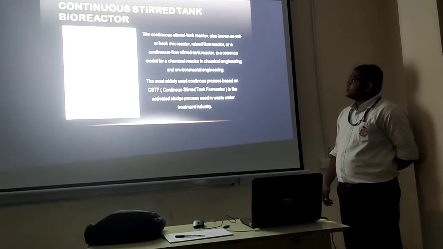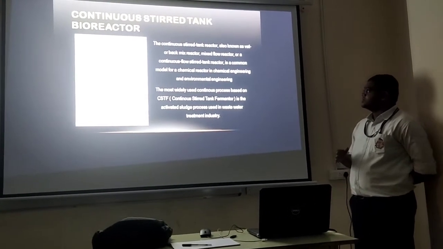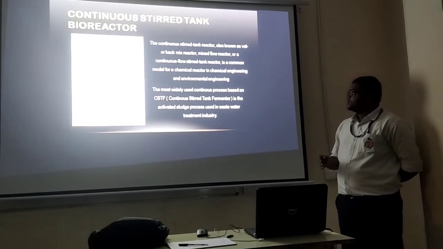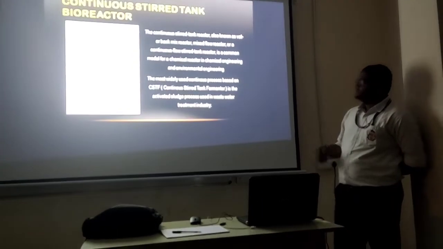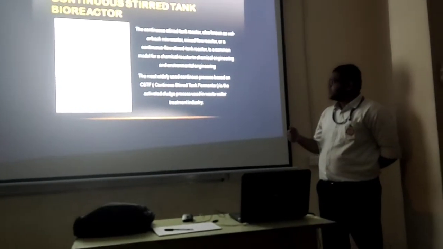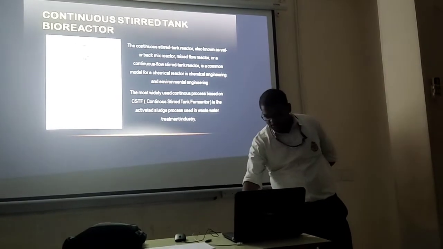A mixed flow reactor or continuous state bioreactor is a common model for chemical reactions in chemical engineering and environmental engineering. The most widely used continuous process based on CSTF, the continuous stirred tank fermenter, is the activated sludge process used in wastewater treatment in industry.